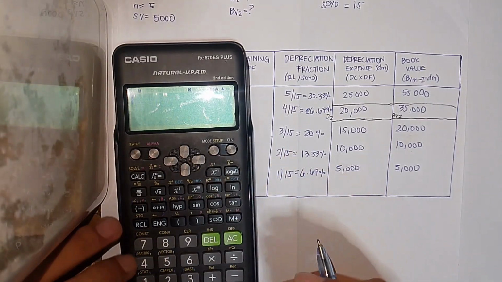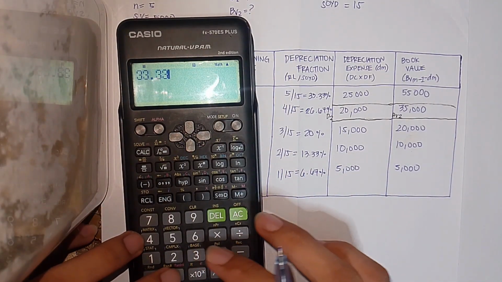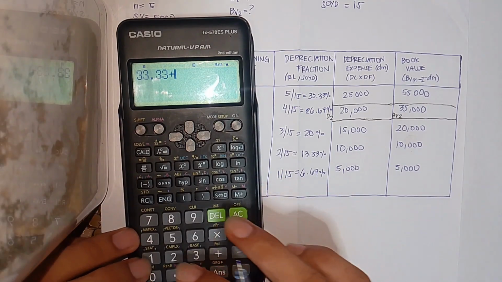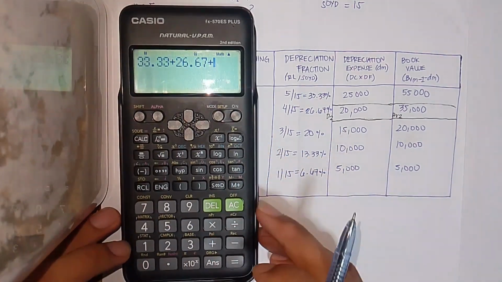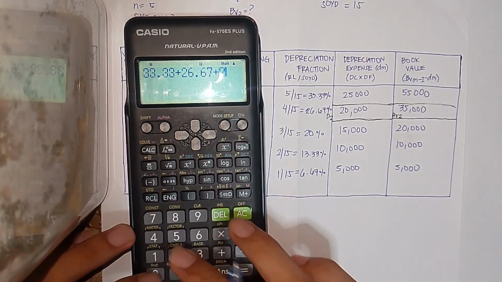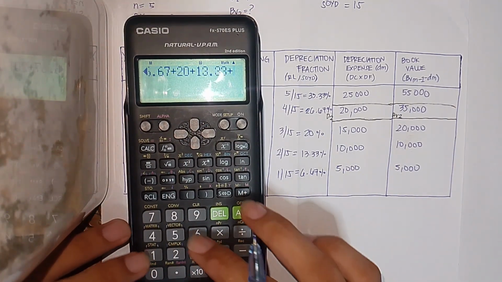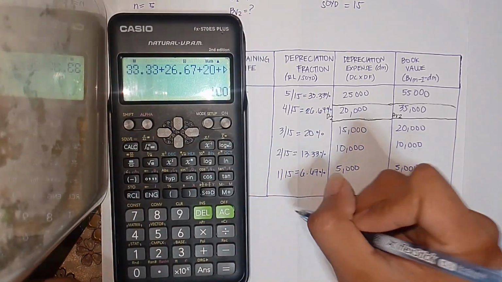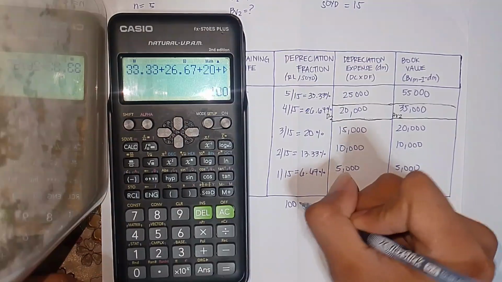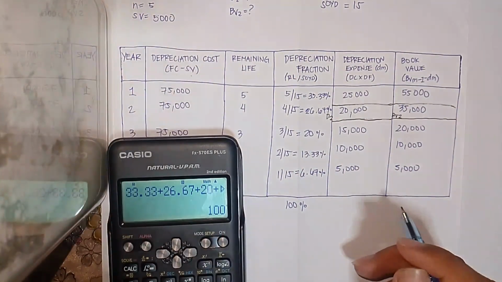Total of depreciation fraction: 33.33% plus 26.67 plus 20 plus 13.33 plus 6.67 is equal to 100%. So our depreciation cost is correct.